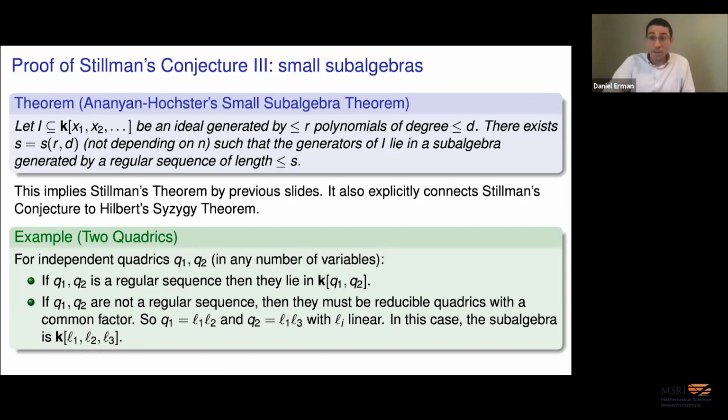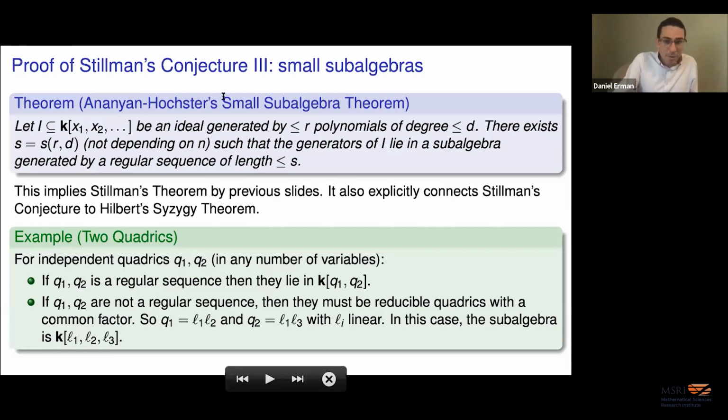It yields many more boundedness results because again, you have this connection between ideals generated by R polynomials of degree at most D and this other polynomial ring with at most S variables. So you can descend finiteness results. You can use the classical Hilbert results on the polynomial ring in S variables and descend those to facts about ideals generated by a bounded number of polynomials of bounded degree.